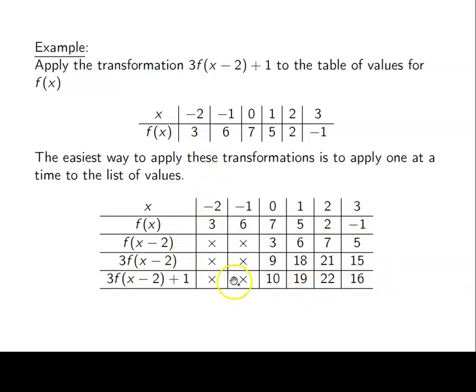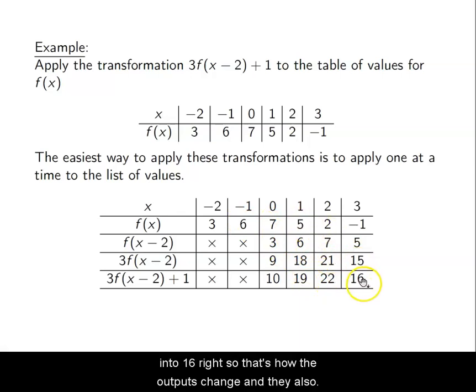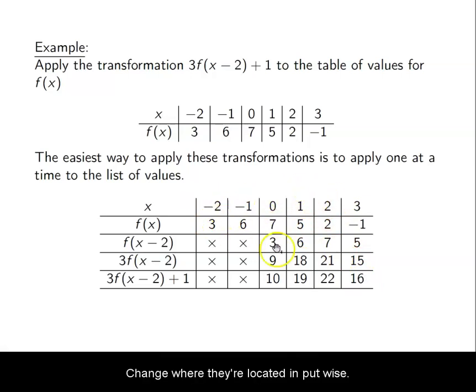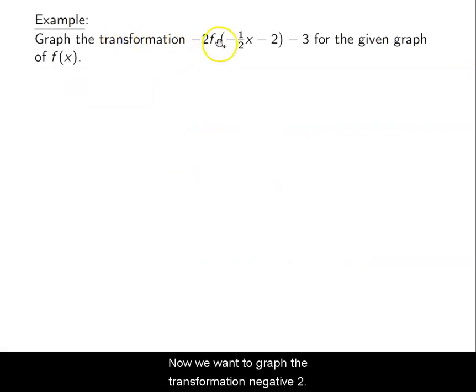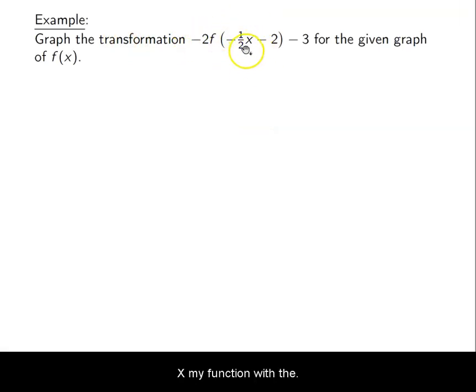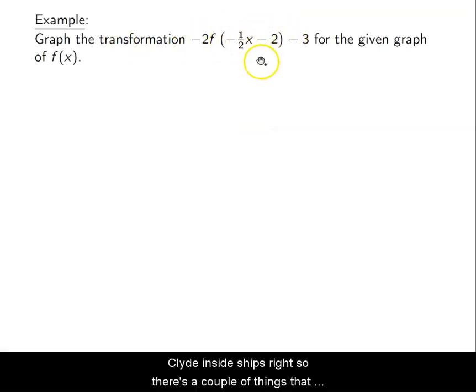This 3 turns into a 10. This 6 turns into 19. This 7 turns into 22. This 5 turns into 16. So that's how the outputs change, and they also change where they're located input-wise. That's how that works. Now we want to graph the transformation -2 times my function with the applied inside shifts.